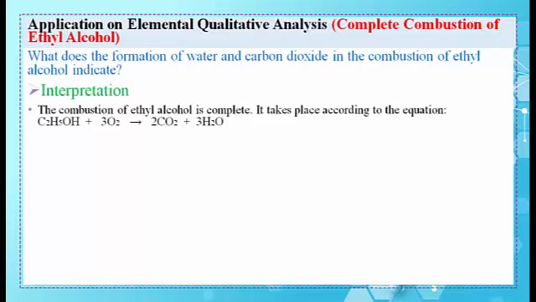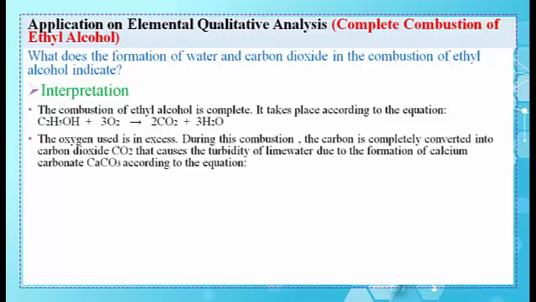It takes place according to the equation C2H5OH, which is ethyl alcohol, plus 3 oxygen molecules give 2CO2 plus 3H2O. The oxygen used is an excess. It's very important to note that oxygen is an excess. That's why it is a complete combustion.